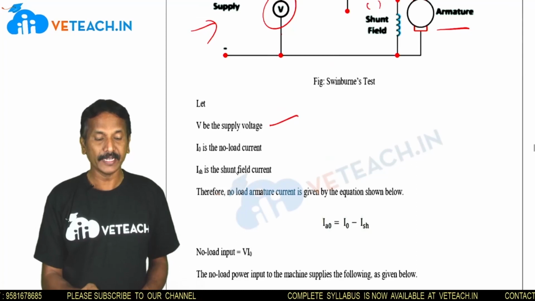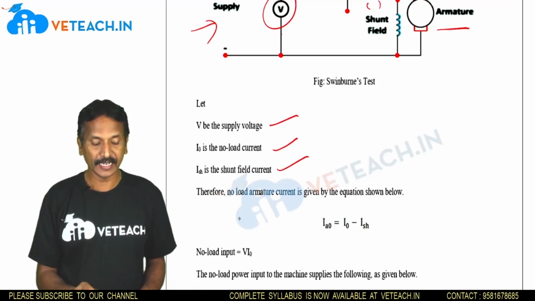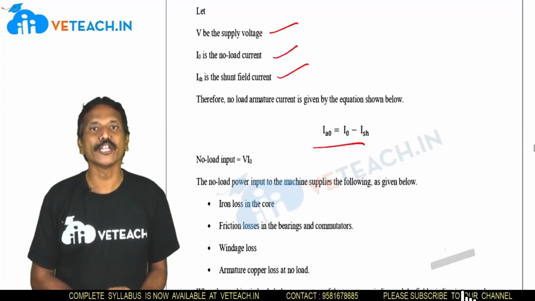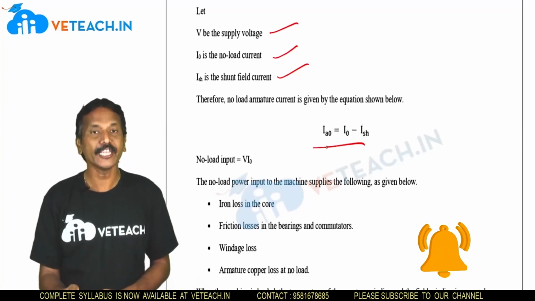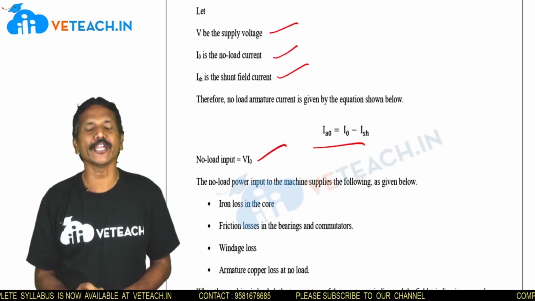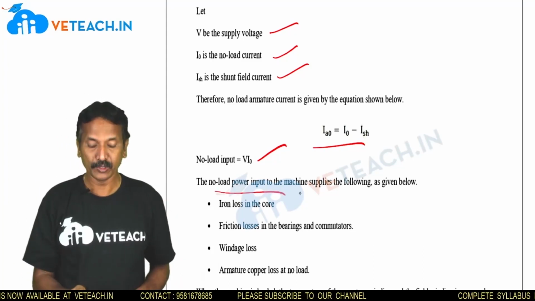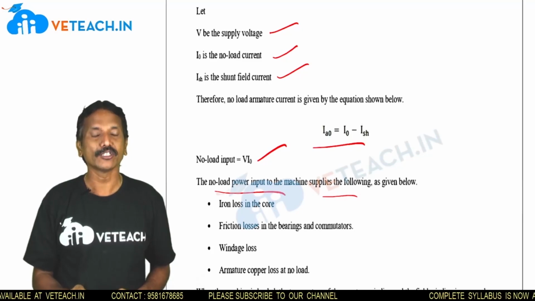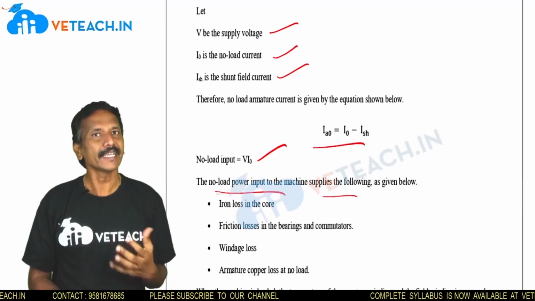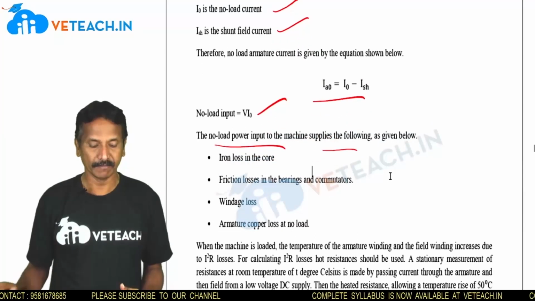Let V be the supply voltage, I naught the no load current, and ISH the shunt field current. Therefore, at no load, the armature current is IA naught equal to I naught minus ISH. The no load input is V into I naught. Students, this is the no load condition. The no load power input to the machine supplies the following: iron losses, friction losses, windage losses. It is a rotating machine, so many types of losses will come across here.